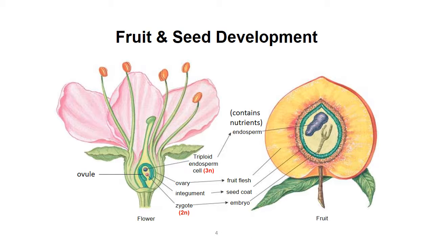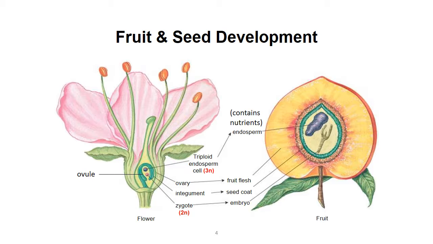Now, fruit and seed development. On the left is the flower. After fertilization, you will see that the fruits are formed. These are the various parts of the flower, the ovules, the ovary, integument, and zygote. They will form the respective structures of the fruits.